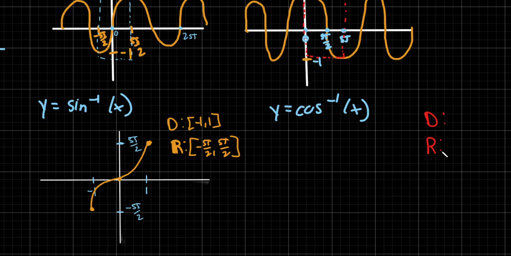Domain and range. Wait, so our picture is sideways? Is it domain or range? Domain, that's what I got. I circled it. So this is cosine, so this is our x. I'm still trying to graph it. Okay, I think I know how to graph it. So you went from pi halves to pi. It should be.